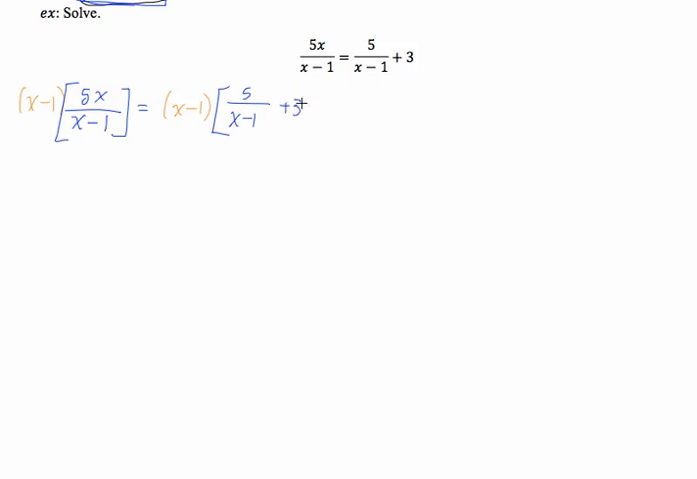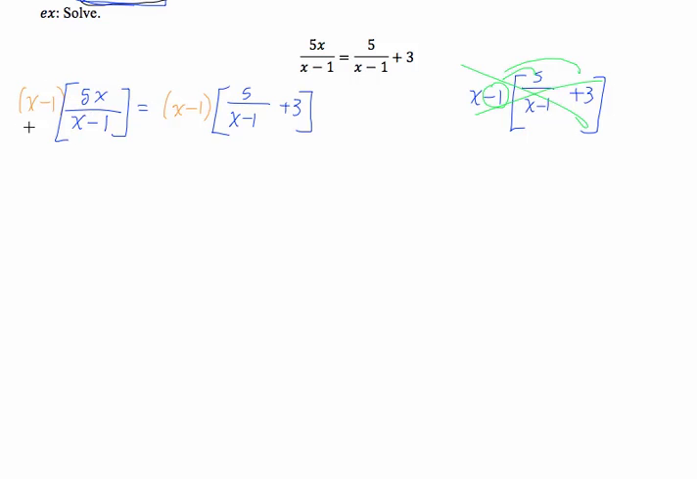Now if you left off the parentheses around this x minus 1, it wouldn't be correct because it would say x minus 1 times 5 over x minus 1 plus 3. What this says is that you only distribute the x. Okay, you have to have parentheses around it to indicate that you distribute the whole x minus 1. So that's wrong. Don't do that.